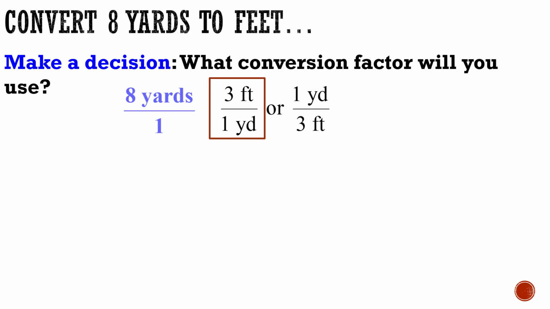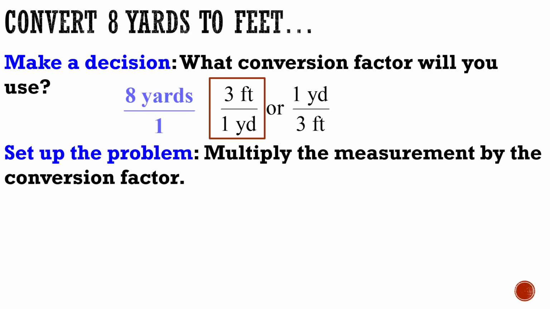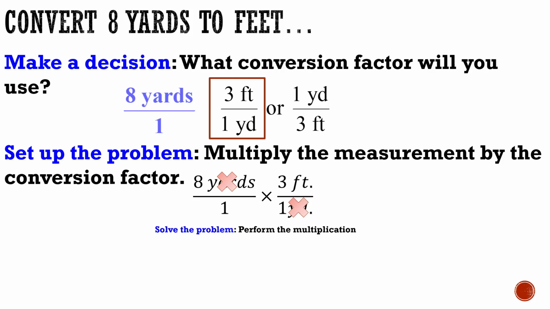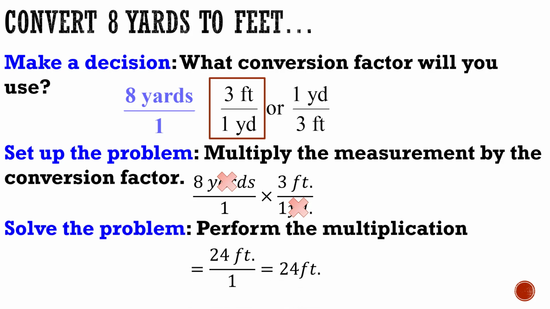So now we set up the problem and multiply. 8 yards over 1 times 3 feet over 1 yard. We should see, hey, my yards will cancel out. And just like we've multiplied fractions for the last several years, we're going to multiply across the top, multiply across the bottom. 8 times 3 feet is 24 feet over 1, which simplifies to 24 feet.